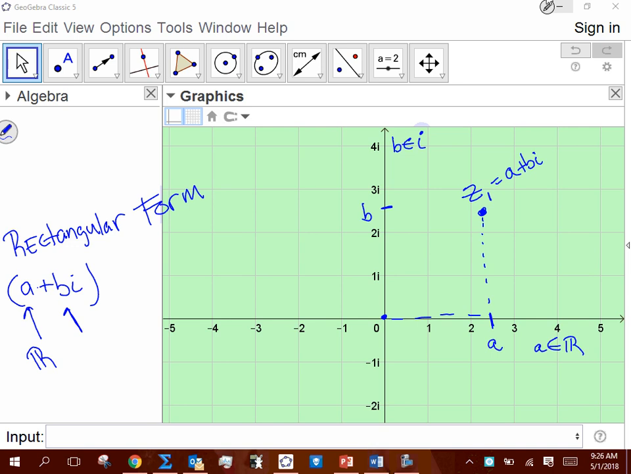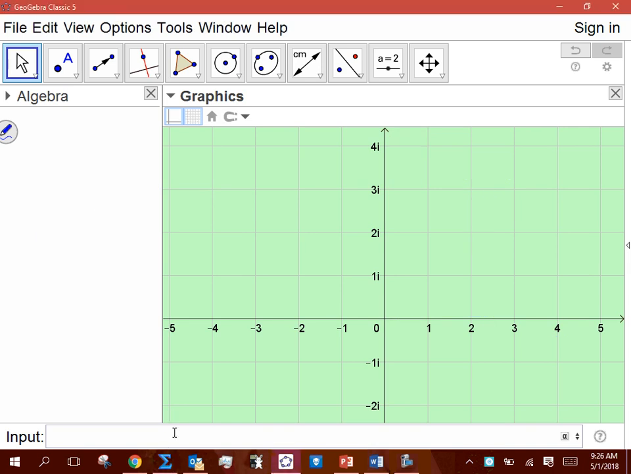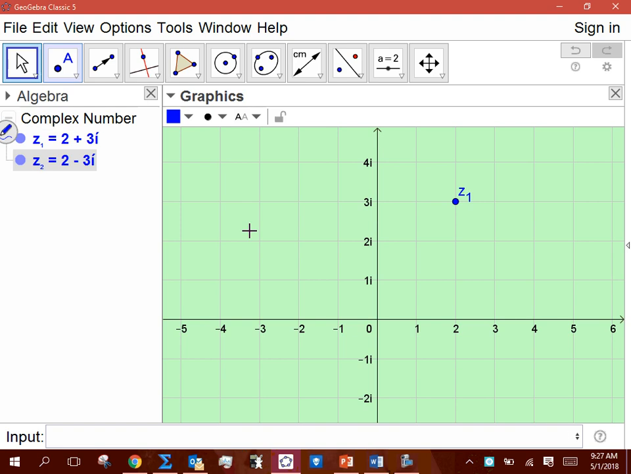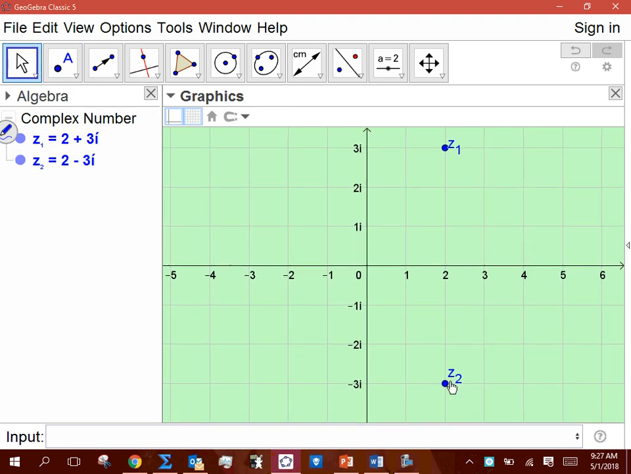All right, so that's how we plot imaginary or complex numbers. So if I want to take, let's say, 2 plus 3i and plot that, you see how we go from 0, 0, we move to the right 2, and we move up 3, and that gave us Z1. If I want to plot 2 minus 3i, you see as I move, that gives me Z sub 2 as 2 minus 3i.